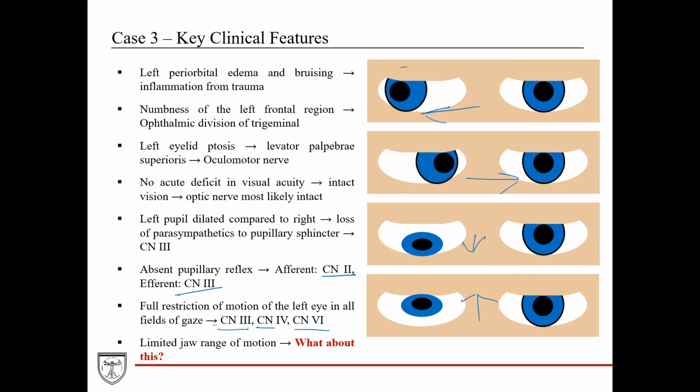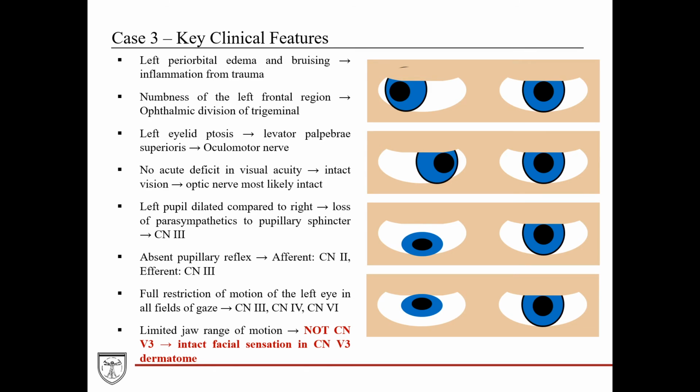And then limited range of motion, limited range of jaw motion. So we want to think about what this is all about. It's not cranial nerve V3 because he has intact sensation in the V3 dermatome. They only mentioned that he's got numbness in this left frontal region here.